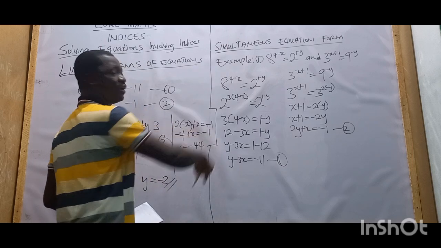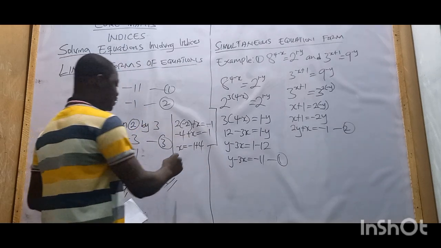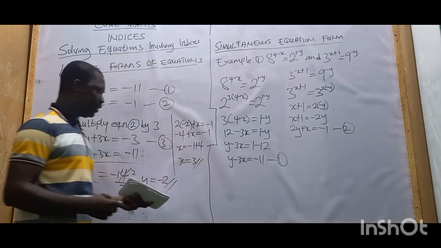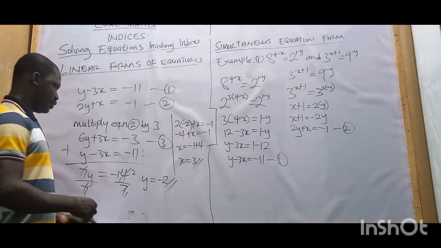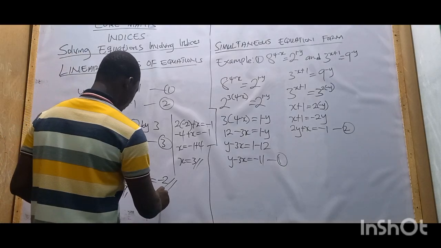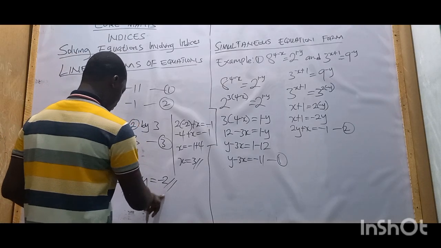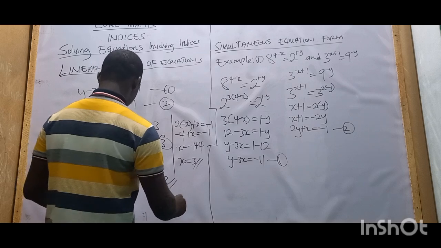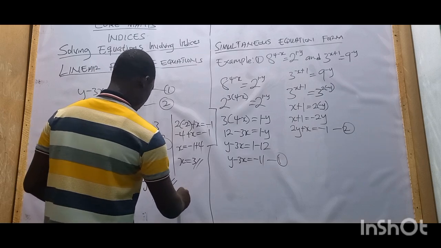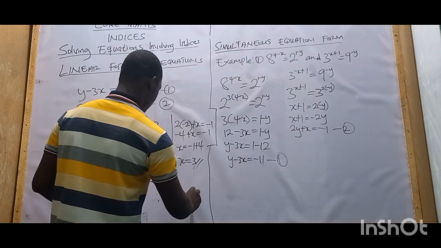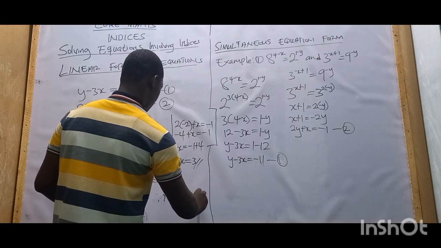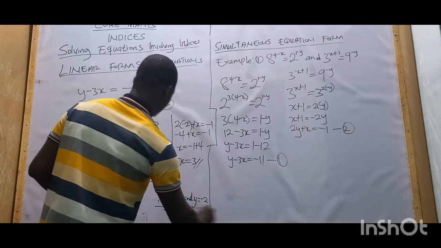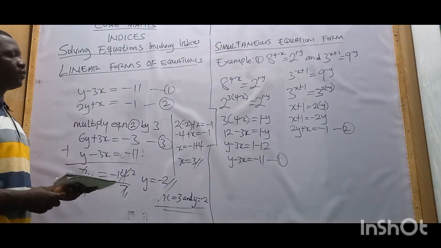So x will be equal to negative 1 plus 4. This will move to the other side, which becomes what? Positive. So my x becomes what? 3. So therefore, x equal to 3 and y equal to negative 2. So I'm done with example 1.